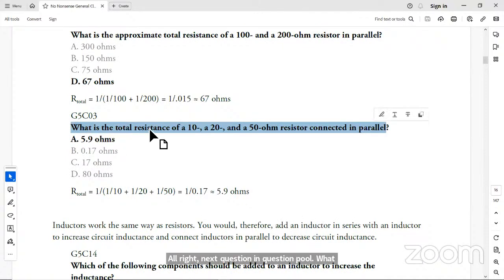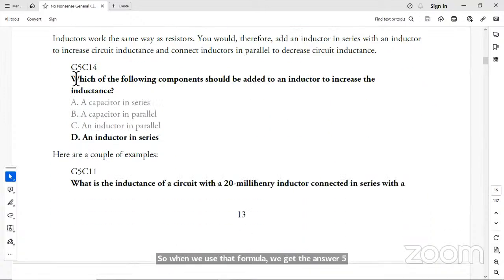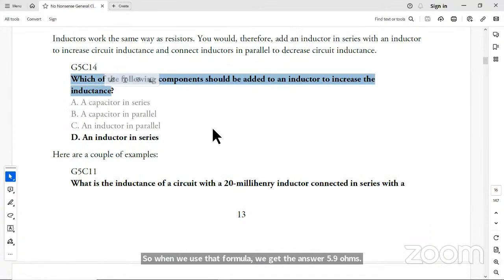All right, next question in the question pool. What is the total resistance of a 10, a 20, and a 50 ohm resistor connected in parallel? Let's dissect this question. What are they asking us? Total resistance of what? Well, it's 3 resistors, 10, 20, and 50 ohms, connected in what? Is it series or is it parallel? So we'll know which formula to write down or which schematic diagram to use. It's parallel. So when we use that formula, we get the answer 5.9 ohms.